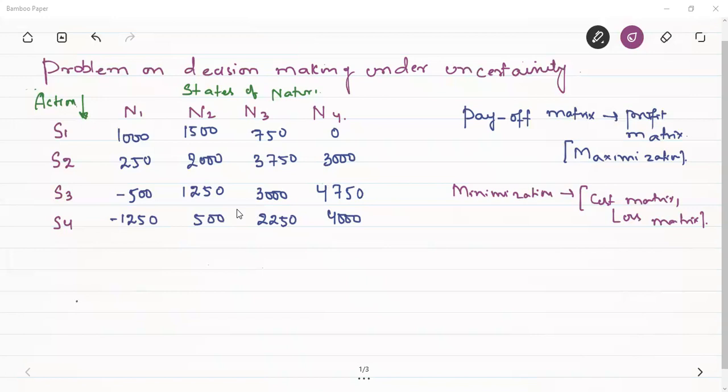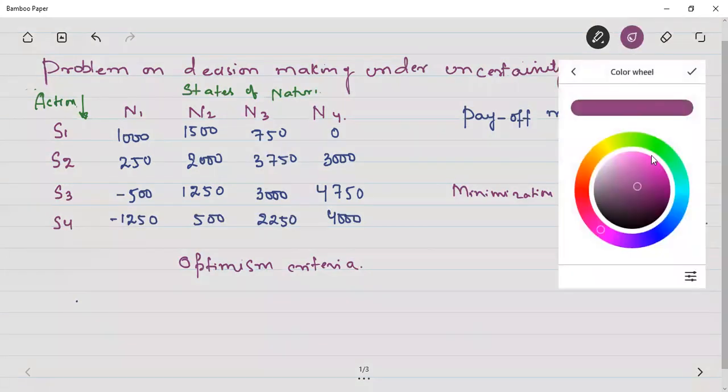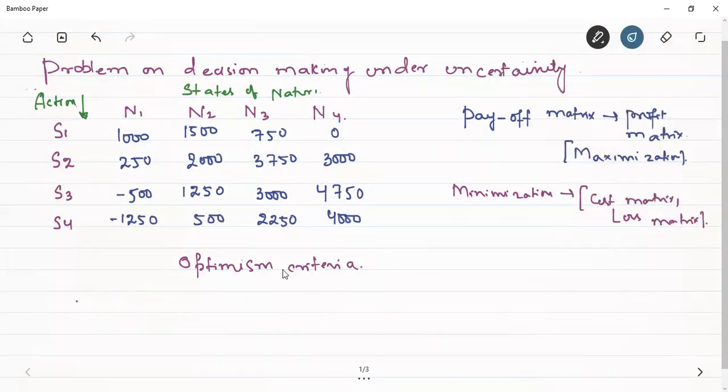So we can see that there are 5 criteria. The first criterion is the optimism criterion. Actually, the optimism criterion is of 2 types. I might not have discussed both types in the previous lecture, but you can add this into your notes. It is classified into 2 criteria. One is the Maximax criterion and another is the Minimax criterion.